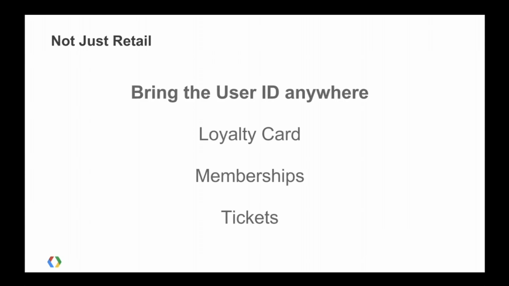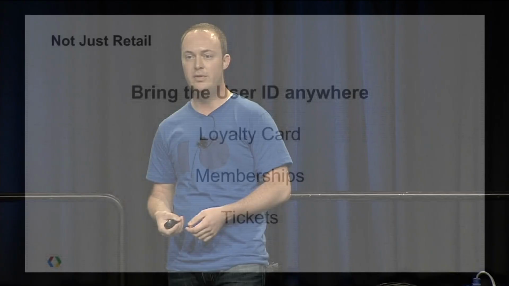So that was retail, but it's not just retail, right? You can use this for a lot of different things. If you have a loyalty card, that gives you a nice stable ID that you can use for these different channels. Memberships, tickets, all these things you can encode these user IDs into. And then at the time of redemption or the offline interaction, you can get that user ID back out and pass it along to GA with the hit.